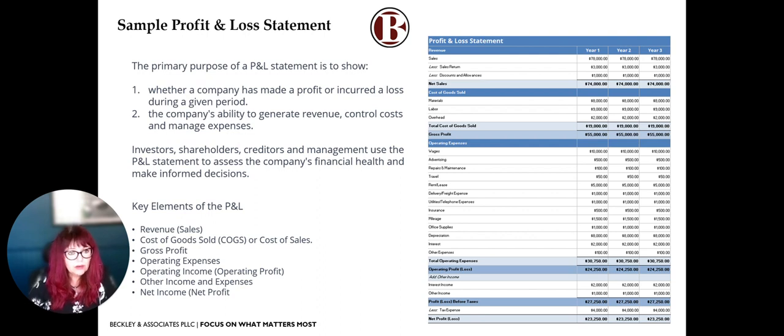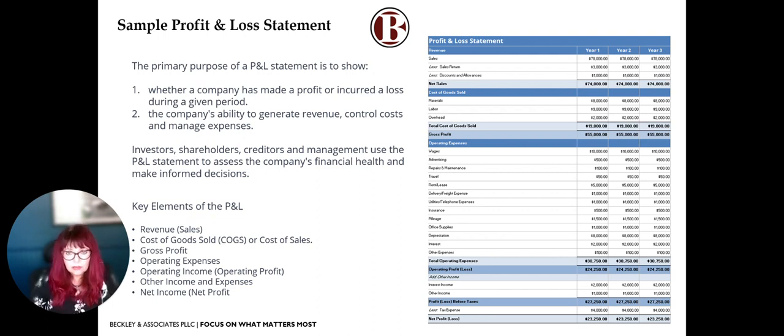Another purpose of the P&L is to show the company's ability to generate revenue or sales, to control costs, and to manage expenses. Parties such as shareholders, creditors, your management team, and investors all use the P&L statement to assess the company's financial health and to make important informed decisions.